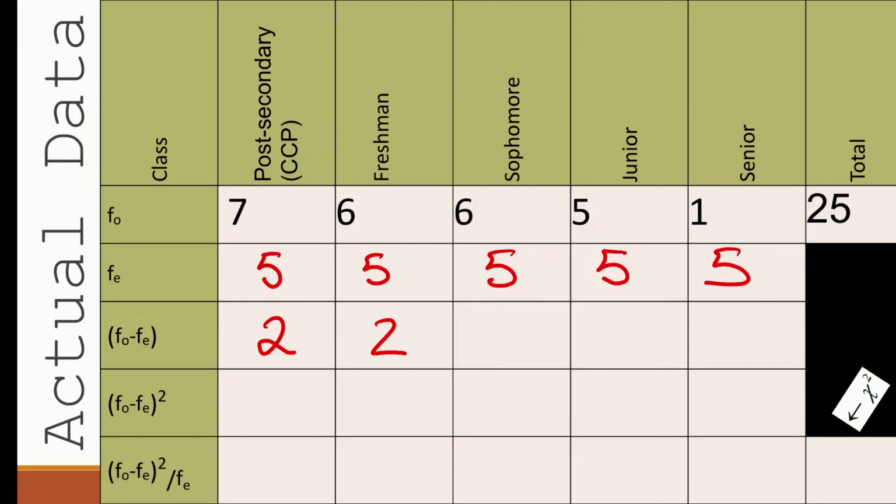6 minus 5 is 1. 5 minus 5 is 0. 1 minus 5 is negative 4. So far, so good? Yeah, what do you think, Lily? Oh, how did I do that? I spoke and wrote, and I was thinking about the M&Ms. Sorry about that. 6 minus 5 is 1.